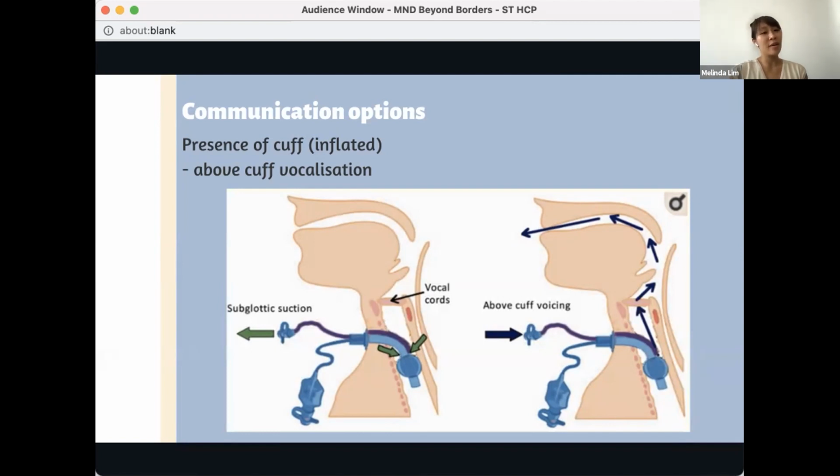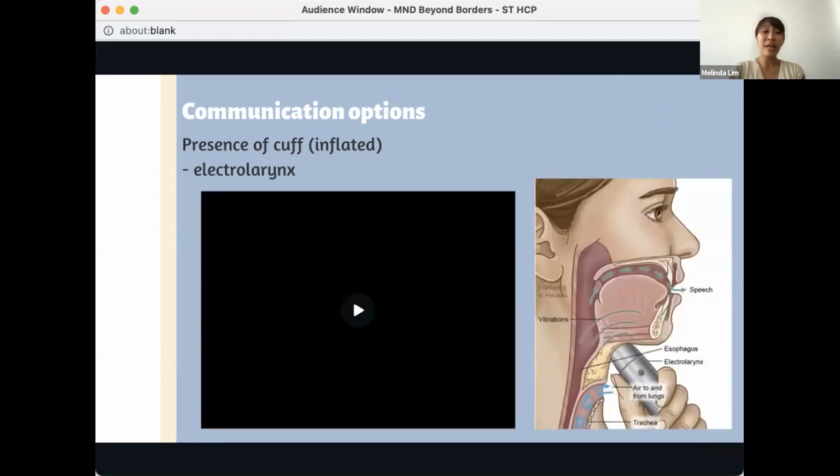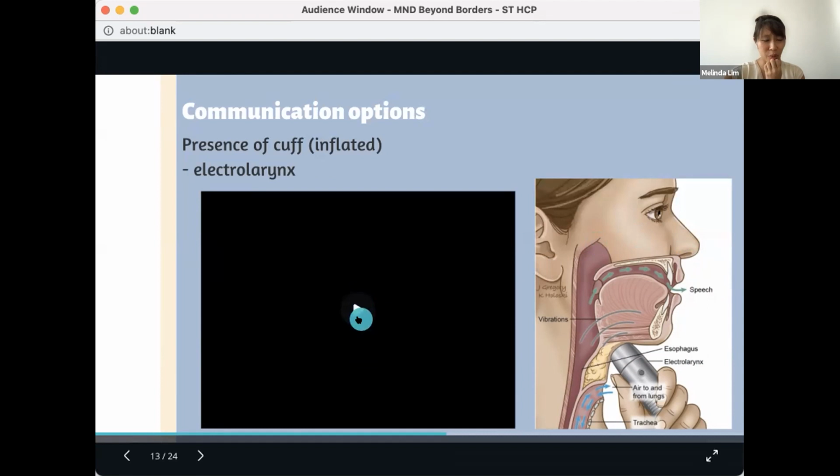Yeah, so that's above cuff vocalization, and it's really interesting, and I'm still trying to gather more patients who are suitable to try this out on, because it is still quite new where we are in Tan Tock Seng. But yeah, it's something that's definitely worth exploring. Okay, so another communication option that will be available to a person who's raring to go is the use of an electrolarynx. So I'm just going to play this video for you.